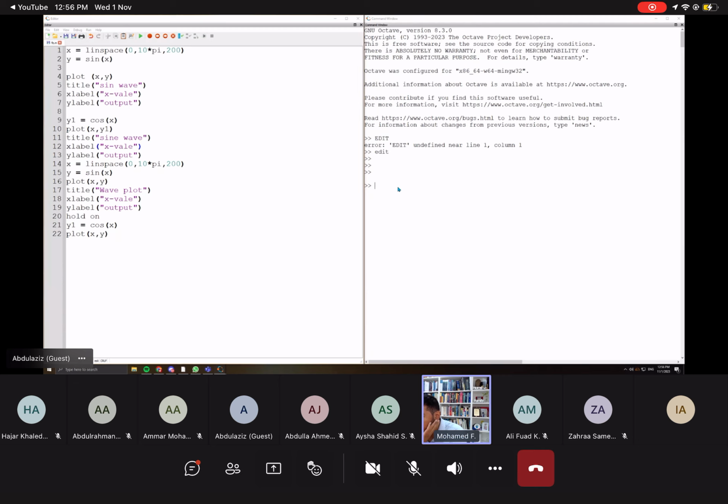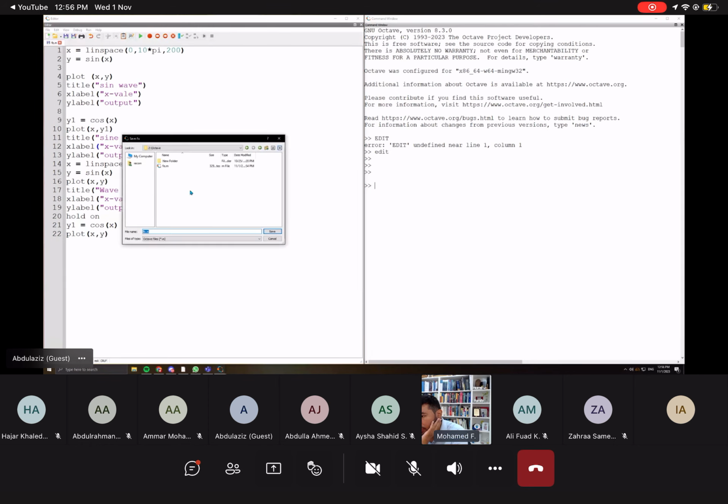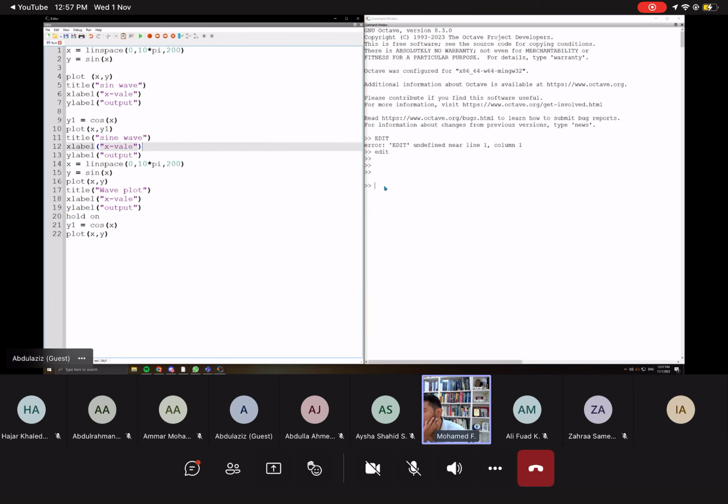What's the name of the function? What did you save it as? Go to Save As. This is an old file, but I deleted everything in it. Okay, so save. Yes, undefined near line 1. Yes, because it doesn't know where the file is exactly. So you need to specify where the file is. Run it now again. Let's see if it shows anything.